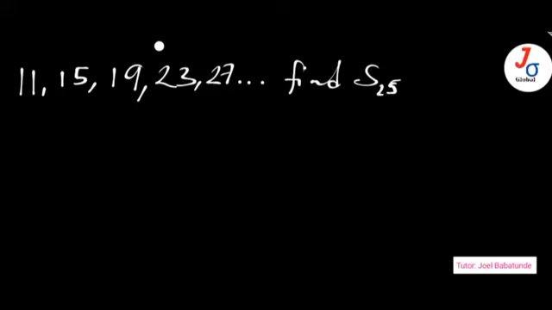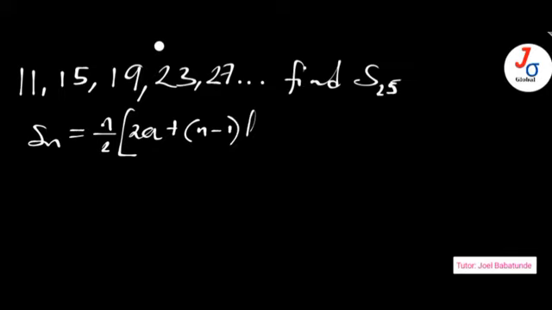Since we're looking for the sum, we have to write down a formula. Sn equals n over 2, then 2a plus (n minus 1)d, and you close up that bracket. You should know this formula by heart.